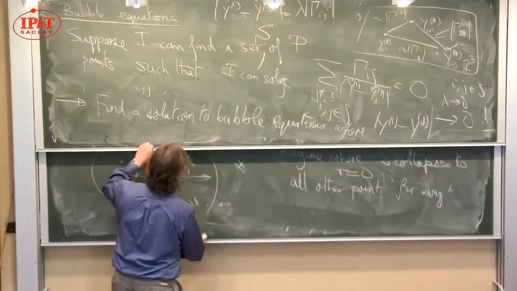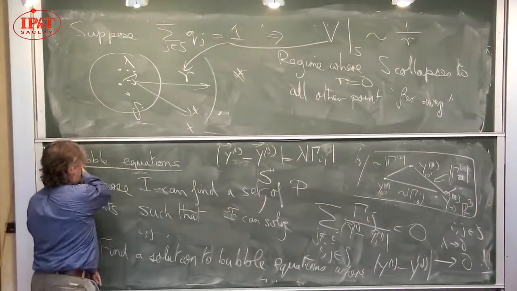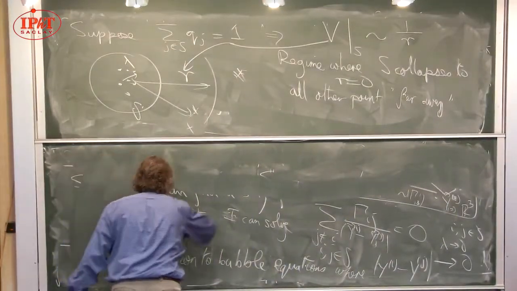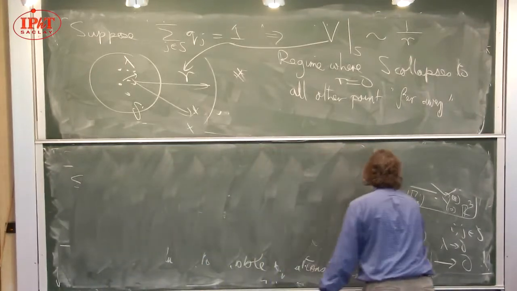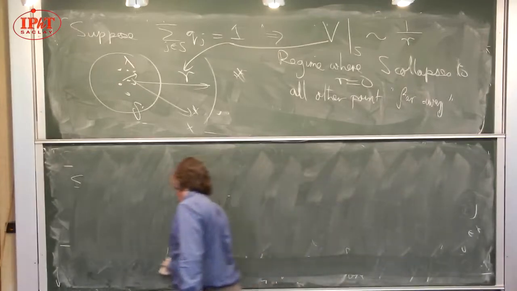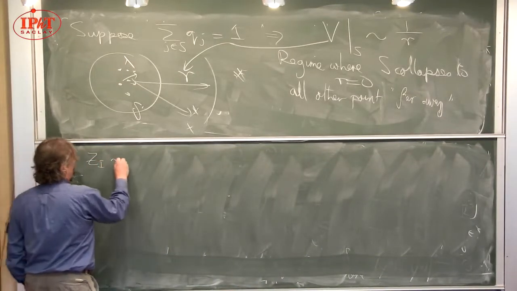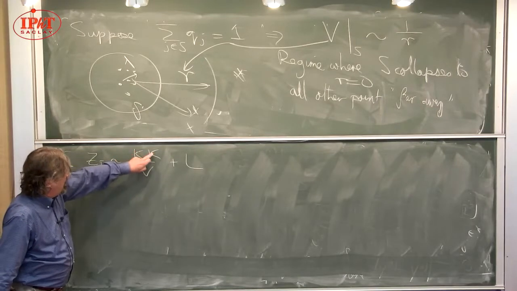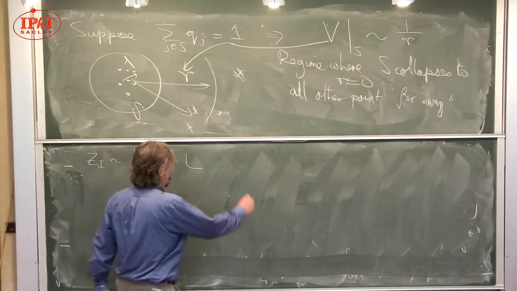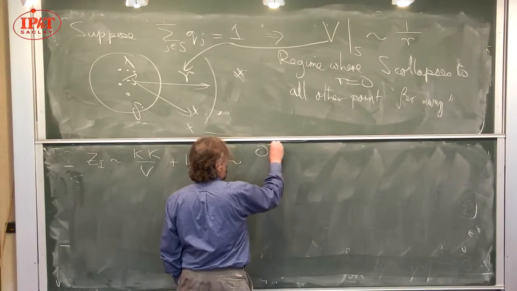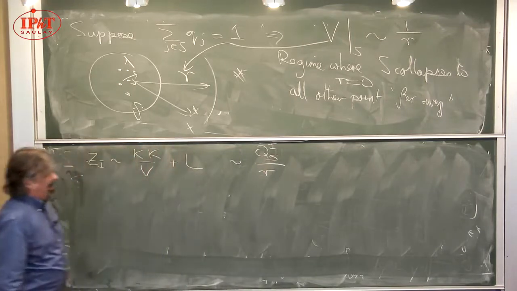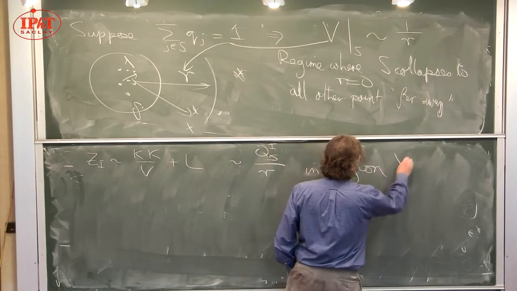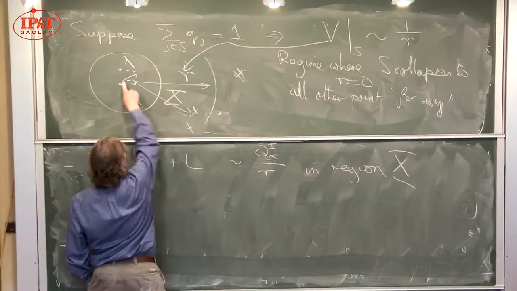It gets better. Remember last time I said that you can calculate charges from the Zs and so forth? You do the same thing with the Z functions. What do they look like? Well, the Z functions go like K K over V plus L. And in this regime, this goes like some number over r, some number over r, some number over r, and some number over r. And therefore, it turns out you could actually call this Q_i of S over r in this regime. Let me give it a name, X. This is the region X, where you're far from this and far from those.